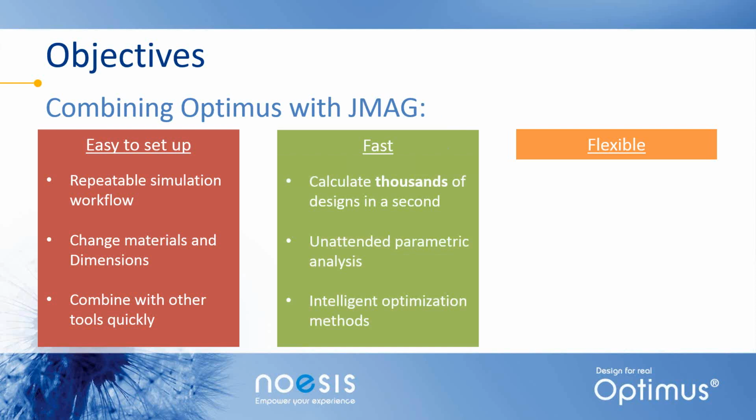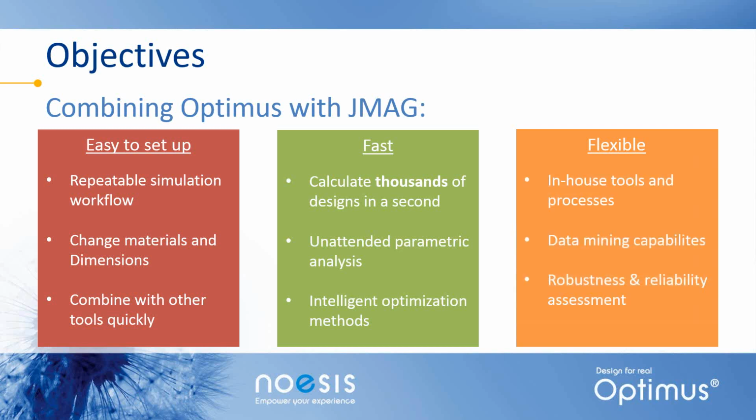When you combine these two software packages, you have the ability to run extremely fast simulations. David didn't spend a whole lot of time talking about some of the advantages of JMAG in terms of speed, in terms of the amount of time that it takes to calculate those models, but Optimus builds on that and allows the user to, in some cases, as you'll see, calculate thousands of designs in a second, or in just a few moments. Optimus is also extremely flexible, and as David talked about JMAG being able to incorporate with other tools, Optimus has that same capability.